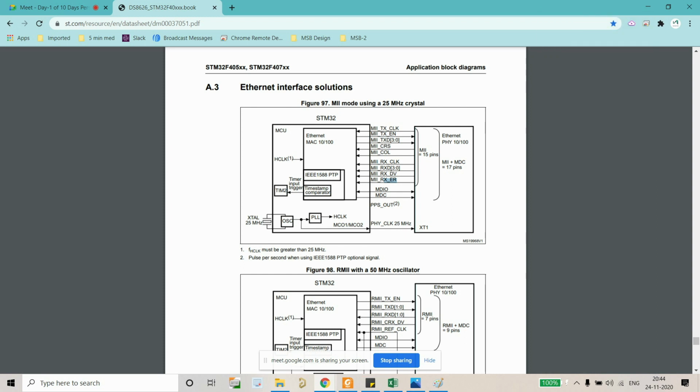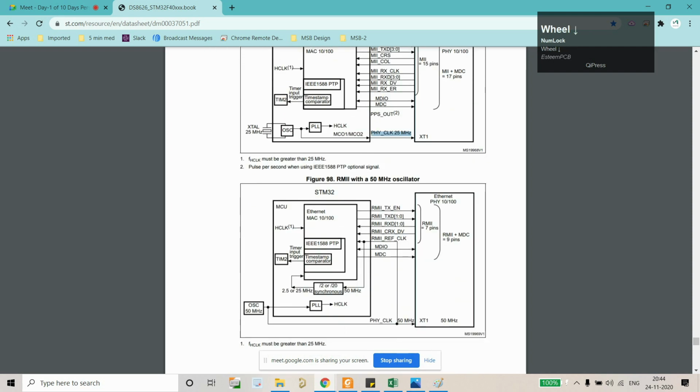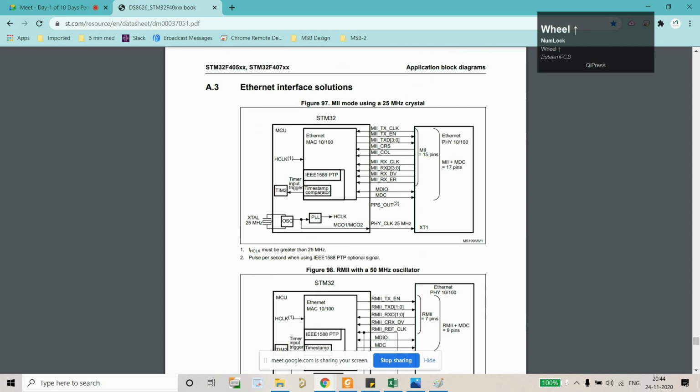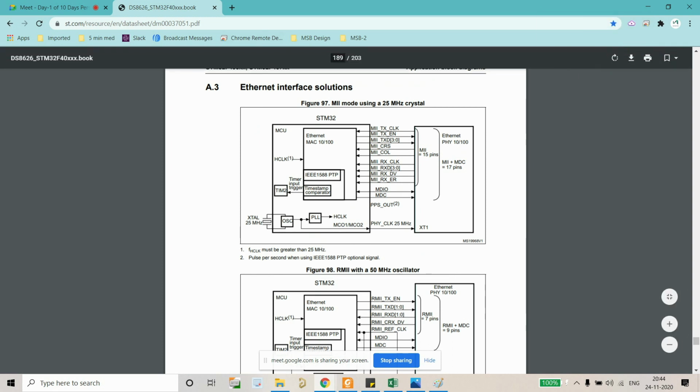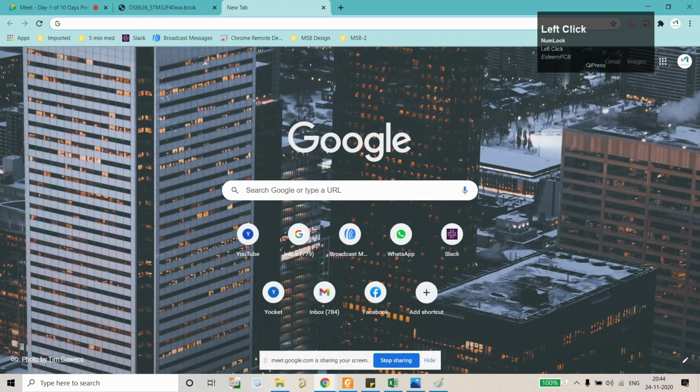So these are all the connections that we're going to make between the Ethernet PHY and our main controller. And again they have mentioned the clock frequency here, right? Similarly for RMII also they have, but we are not using this one, so here they mentioned it should have 50 megahertz, right? Yeah, so that is one thing. Now we're going to select the PHY which has all this information.